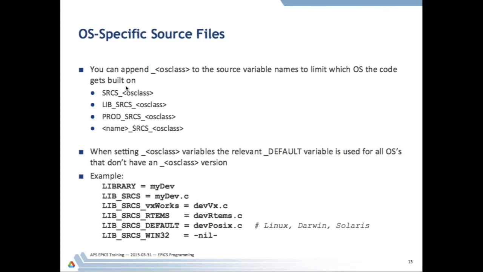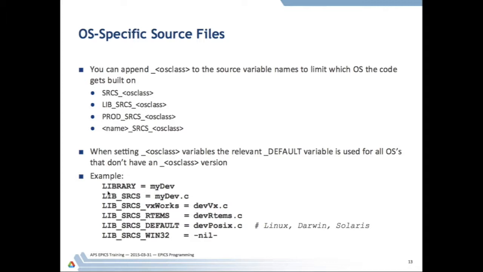There's something else. In addition to the OS class, you can also use underscore default. And this is a little bit complicated, but basically what you're saying is, if I haven't set the appropriate OS class variable for a particular target, it will build the default source names instead. So things that don't have an OS class, it will build the default ones instead.